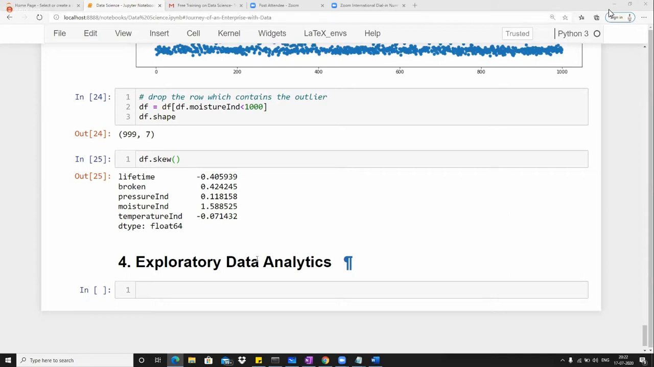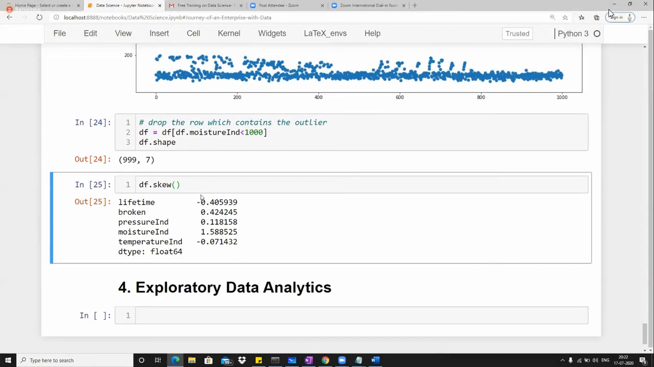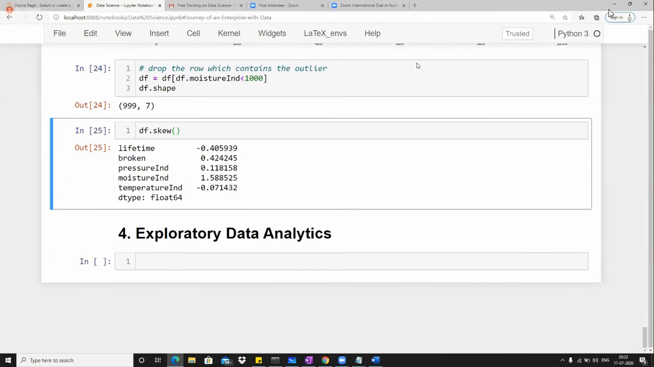Okay, so this is what we have seen so far, right? And we're going to be looking further on top of this, and we're going to be starting with the EDA part, which is exploratory data analytics, right? So give me a moment, and let's start with this.